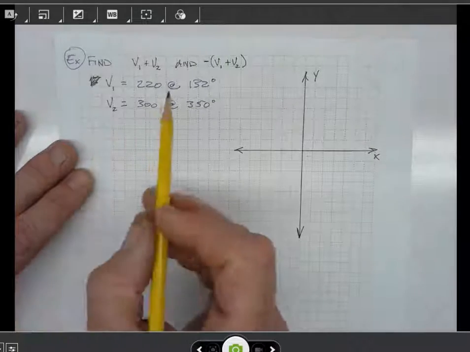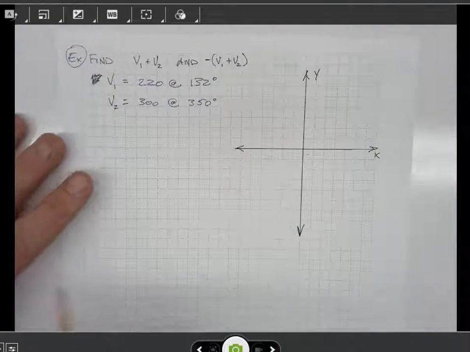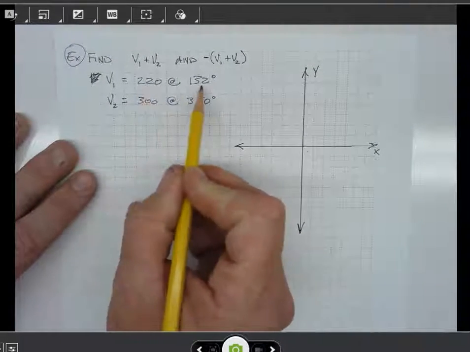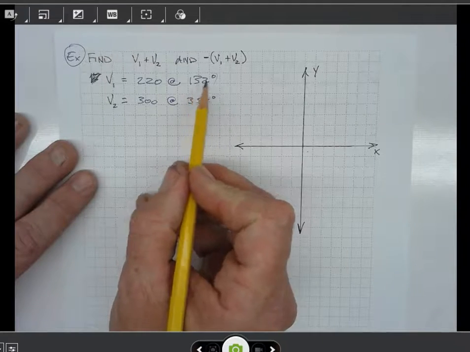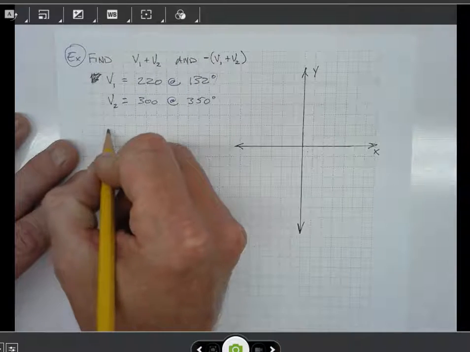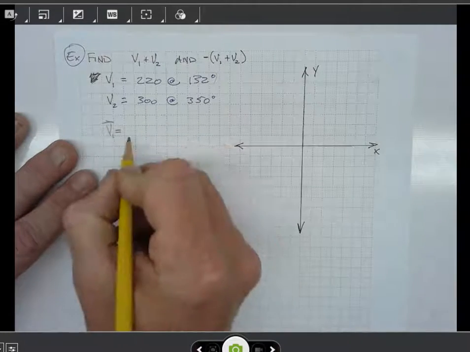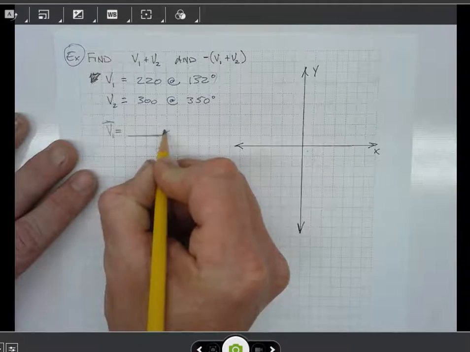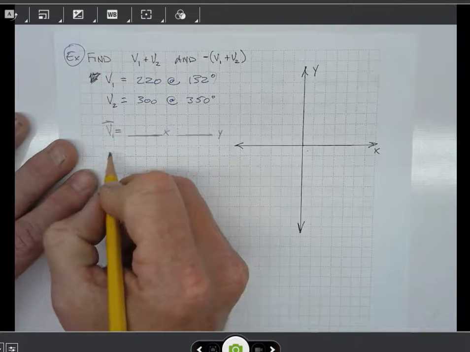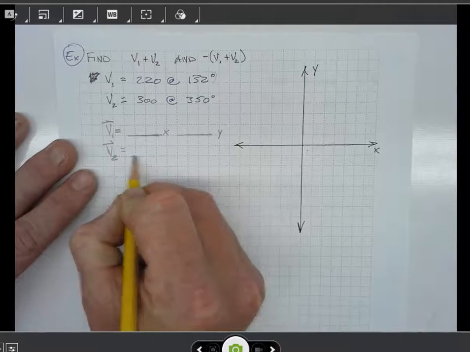So our first step, I think, is to find the components of these vectors. Now, when we find the components of vectors, remember we're going to use the cosine of the angle times the magnitude to get the x component. So for example, our goal here is, for vector 1, to find its x component and its y component, and for vector 2 to do the same thing.